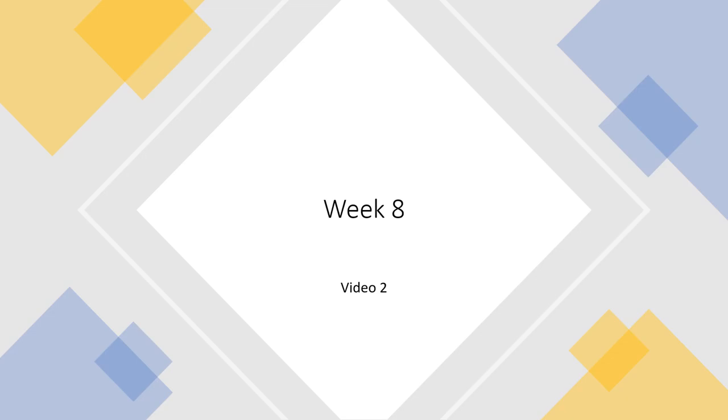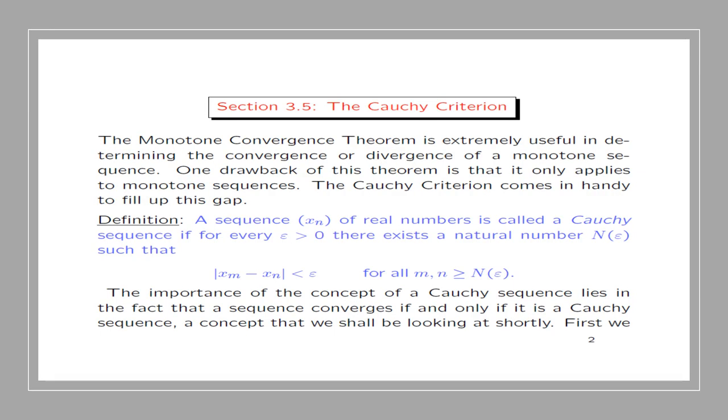This is the second video for week number 8. In this video, we are going to look at what we call the Cauchy Criterion. We will define what we mean by a Cauchy sequence and then list a few of its properties. So let's begin with this definition here.